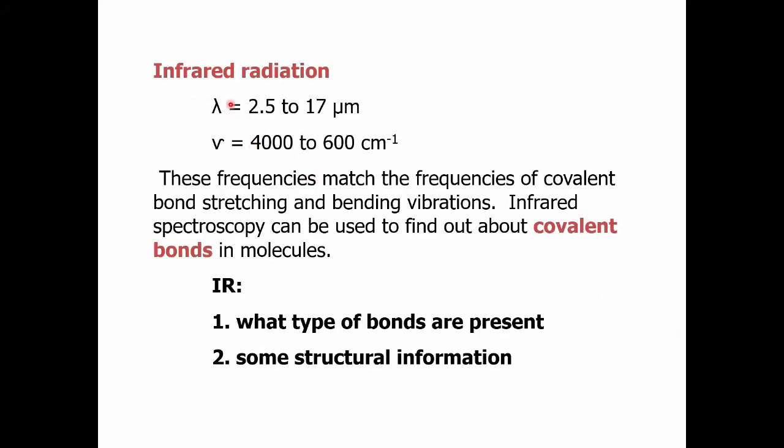So for infrared radiation, the wavelength is usually around 2.5 to 17 micrometers, while the frequency is anywhere from 4,000 to 600 inverse centimeters. So these frequencies match the frequencies of covalent bond stretching and bending vibrations. So infrared spectroscopy can be used to find out about covalent bonds in molecules. So we're able to see what types of bonds are present, as well as gain some kind of structural information.